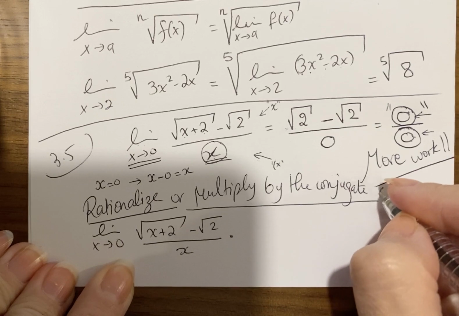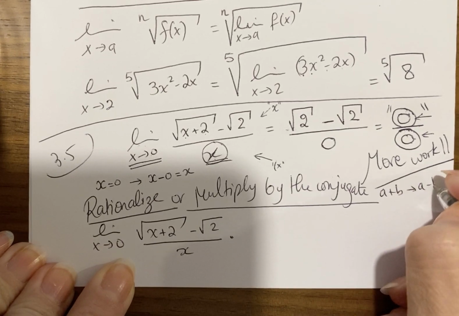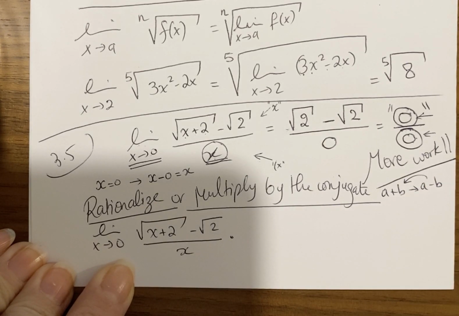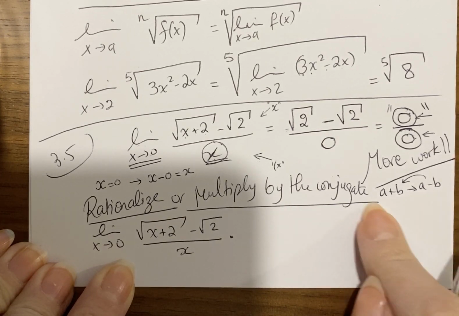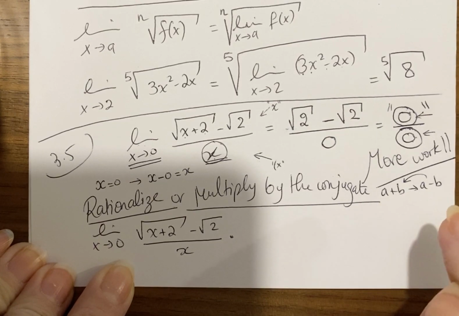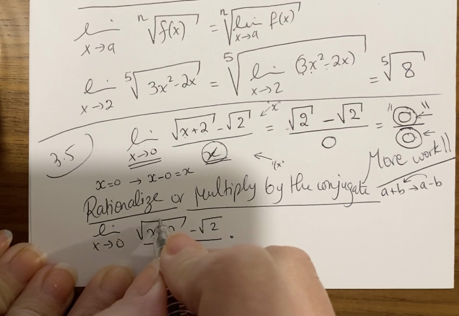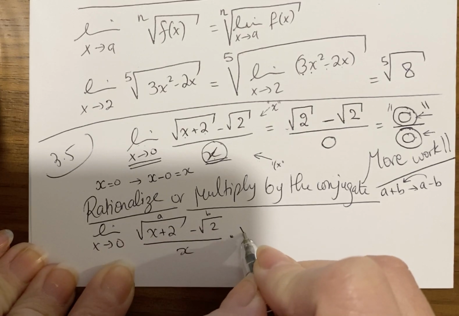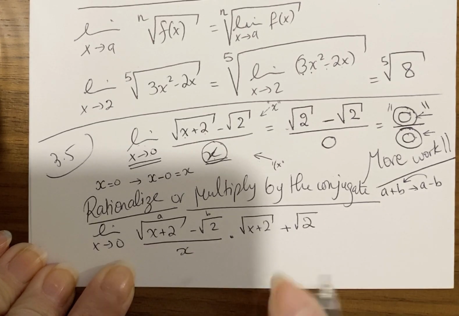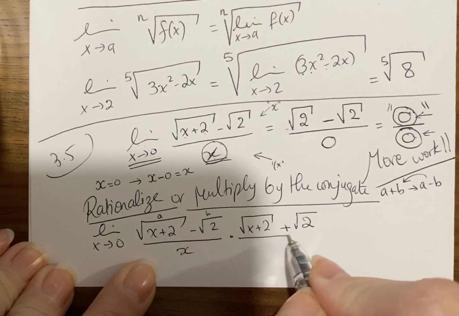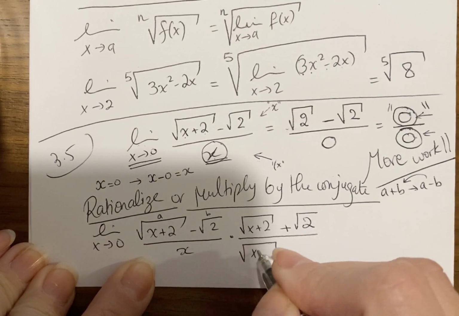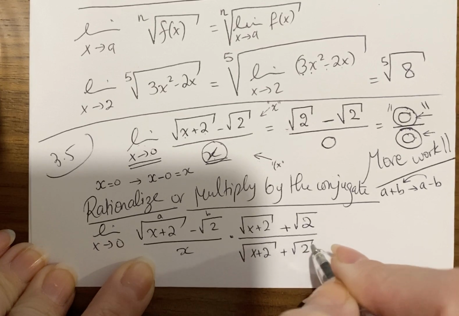The conjugate of a plus b is a minus b, and the conjugate of a minus b is a plus b. Those are conjugates, all right? They are not inverses, they are not opposites, they are conjugates of each other. So over here, if this is a minus b, then the conjugate is a plus b. But if I multiply by a plus b on top, I would be changing the equation. So what I do is I also multiply by it in the bottom.